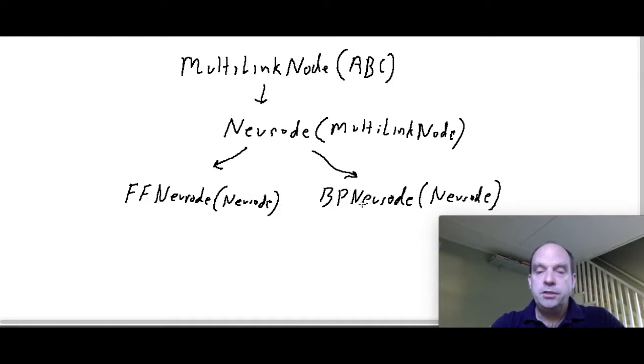The backpropagation neurode class will be used after we've already passed a sample through feed-forward neurode, and it will be used to adjust the weights of the neurode after we see how well the network did at coming up with the right output. Then we'll do a simple multiple inheritance of these two classes into a single class called feed-forward backprop neurode.